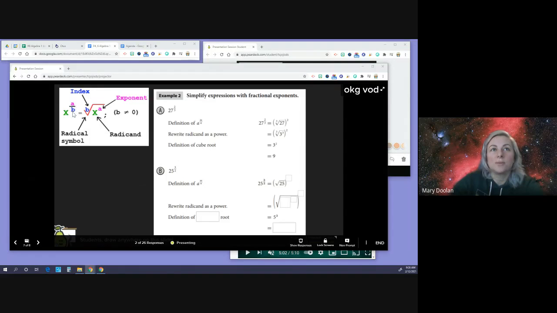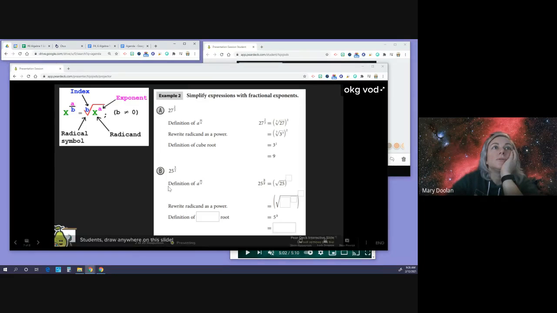x to the a over b power is equal to the b root of x to the a power. Okay, now where does this come from? I am going to show you. I thought it would upload to this, but it did not. So I'll just have to write it.